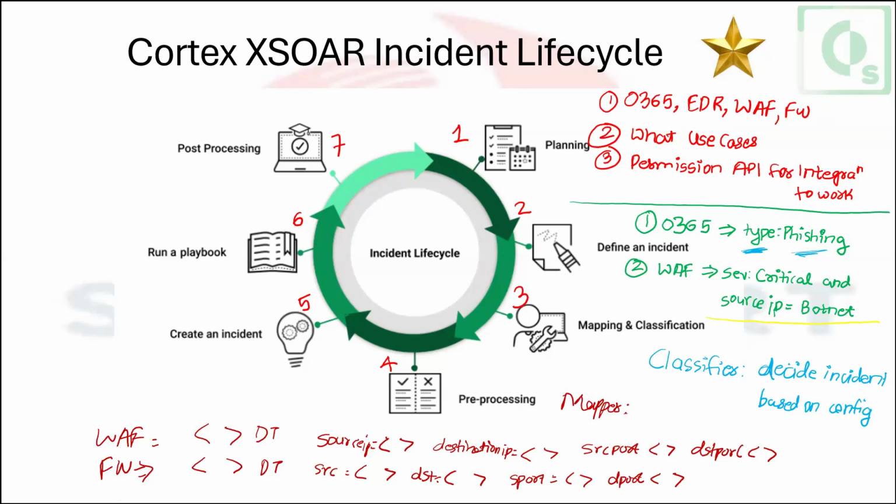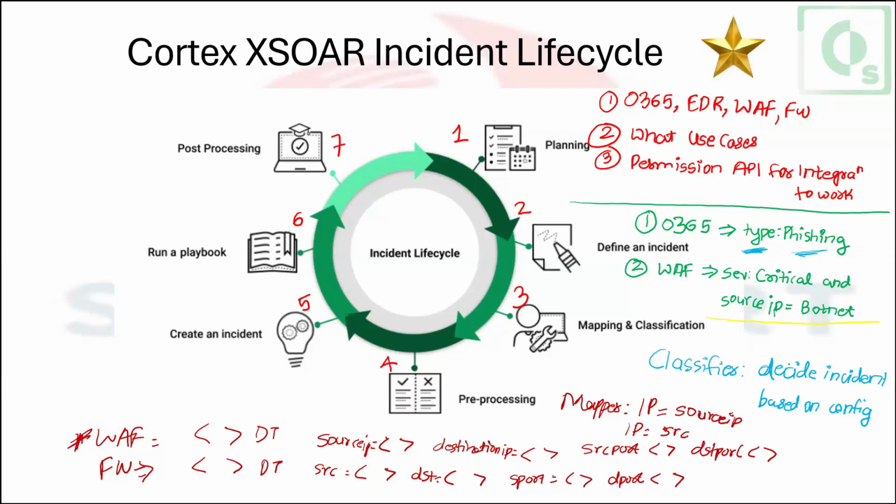So what does a mapper do is, on the left-hand side you have a field created, for example, IP. So what you will do is, you will have a mapper for WAF. In that, you will map IP equals source IP. And let's say I have another mapper for firewall, where IP equals SRC.